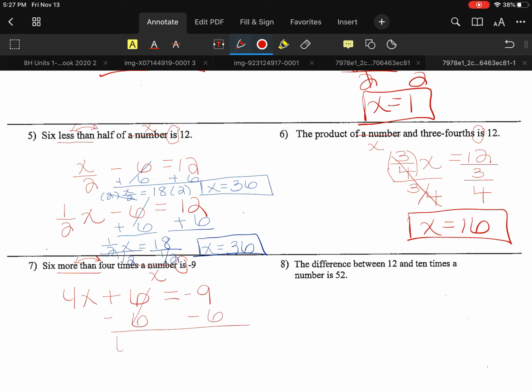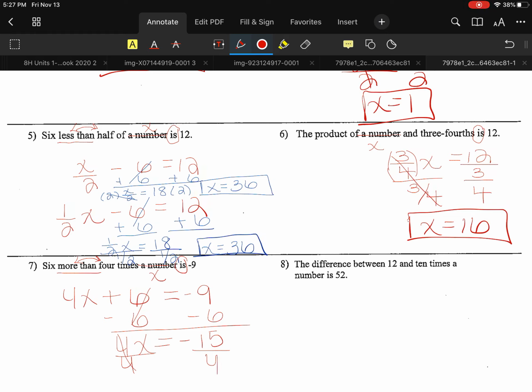I'm now going to solve my equation, subtract 6 from both sides. 4x equals, signs are the same, I add and keep, or use your calculator. Is that going to give me a decimal? Negative 9 plus negative 6, yeah, negative 15, divided by 4.